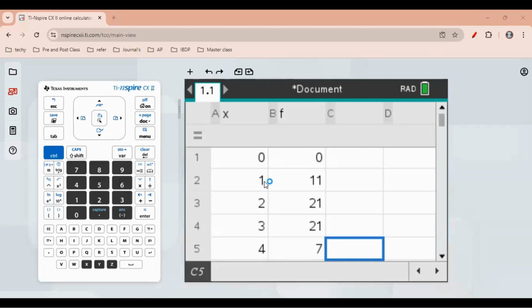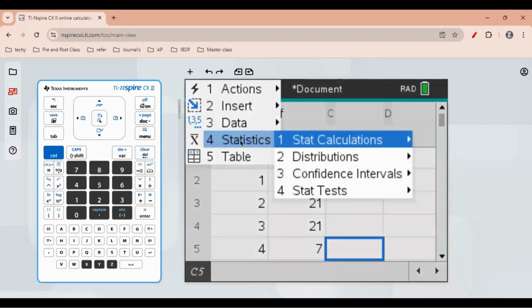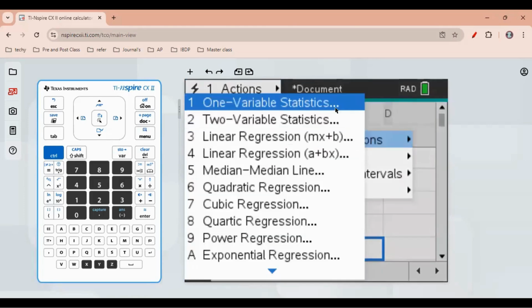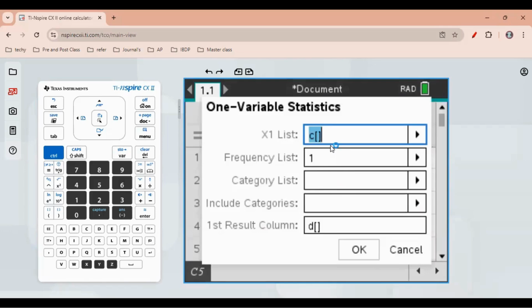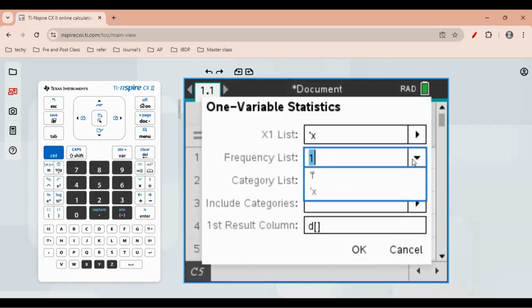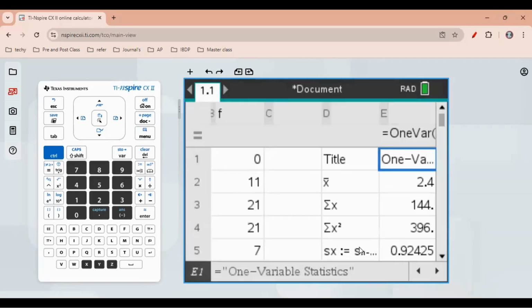Now we can just go for stat calculation to calculate the mean. So statistics, stat calculation. We are dealing with one variable, the number of wins and frequency, so don't consider it as two variables. One variable, number of lists, we have 1. And the x1 list, like we already defined, is x. Frequency is defined as f. Category list is not used. Our first result column will start with D, and click OK.